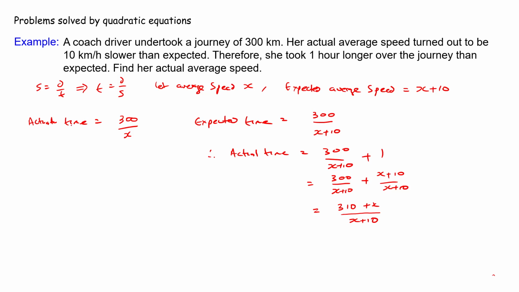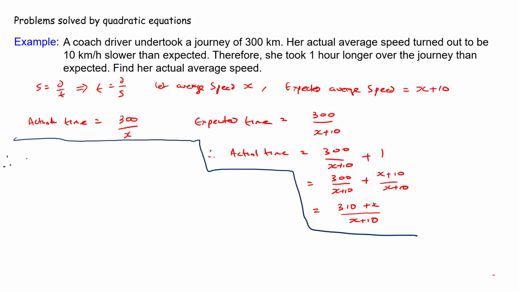So I can make these two the same, because the actual time is now the same, so I've added the hour. I'm just going to use a different color pen, because I'm running out of space here. So if I just sketch this line here. There we are. So I can say therefore 300 over x is going to be equal to 310 plus x all over x plus 10. So now I've equated the two times. Now I need to simplify.